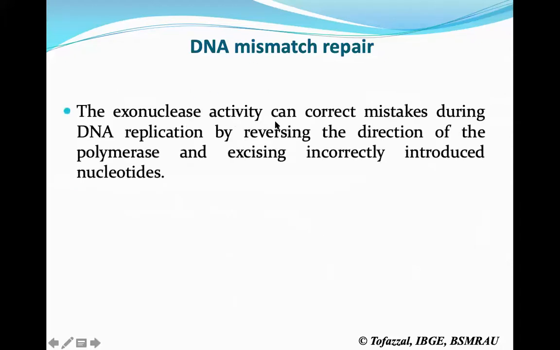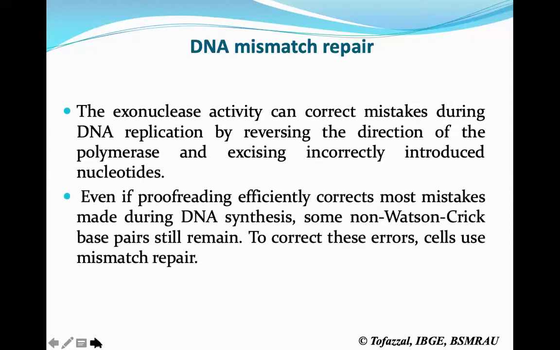The exonuclease activity can correct mistakes during DNA replication by reversing the direction of the polymerase and excising the incorrectly introduced nucleotide. That means if some nucleotide is incorrectly introduced, they excise it, remove it and correct it. And you may ask the question, how fast do they do the job? They do the job very fast, like a computer program.